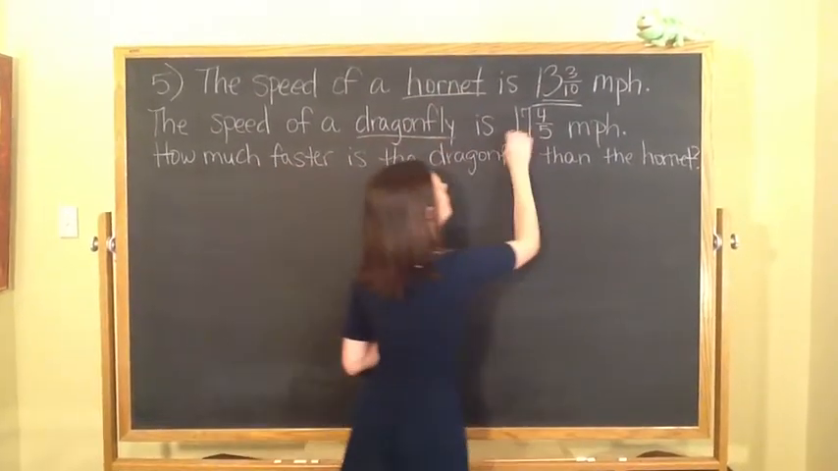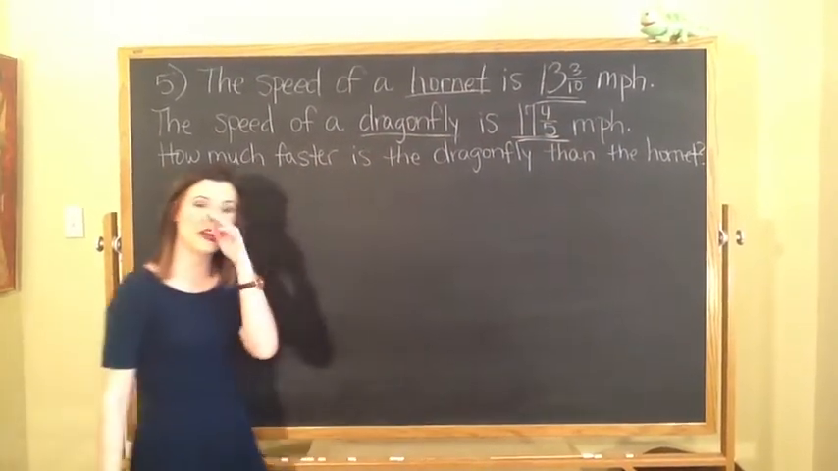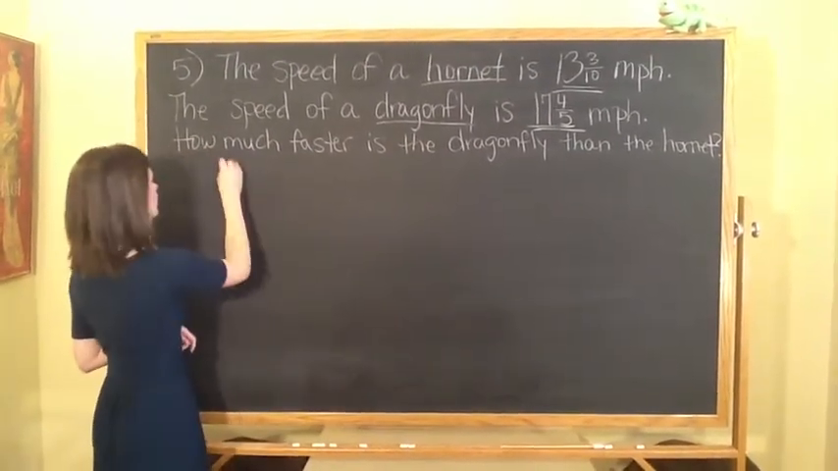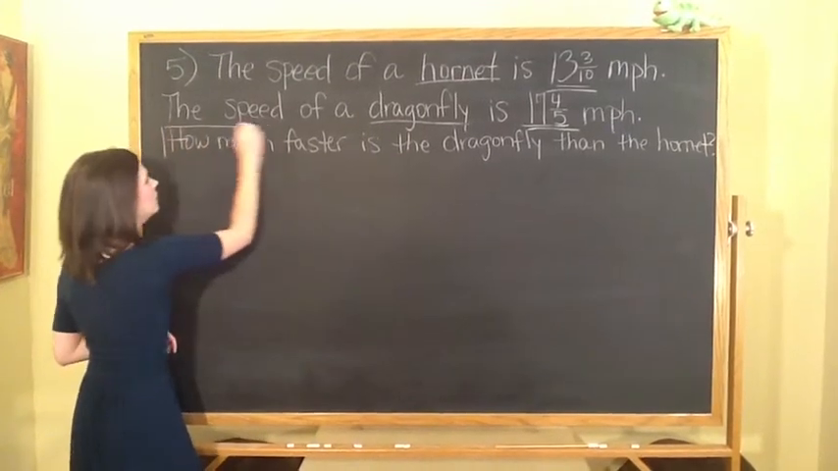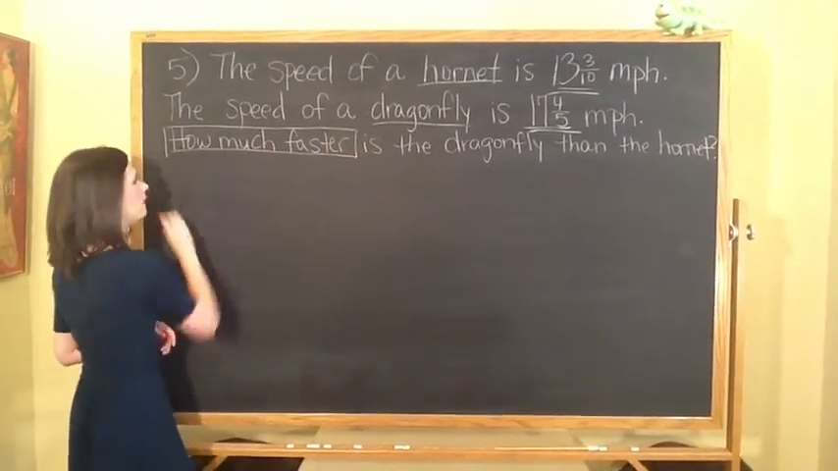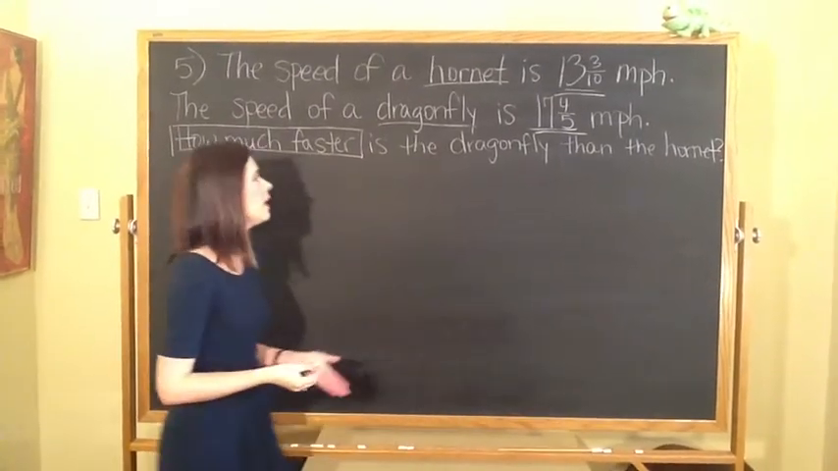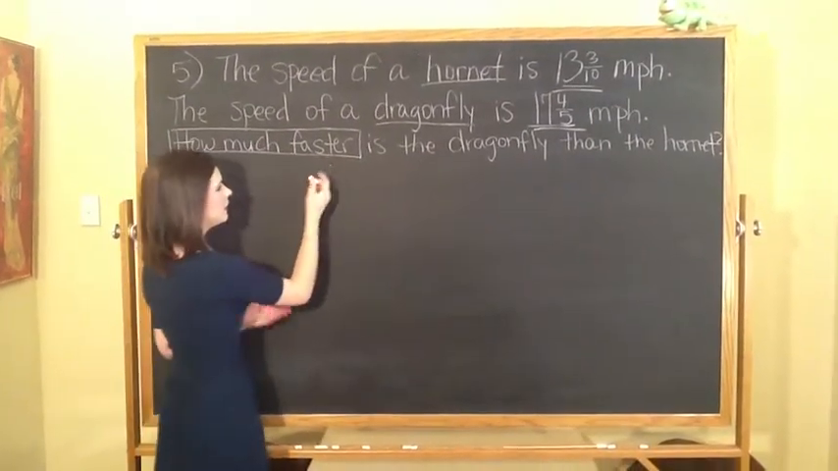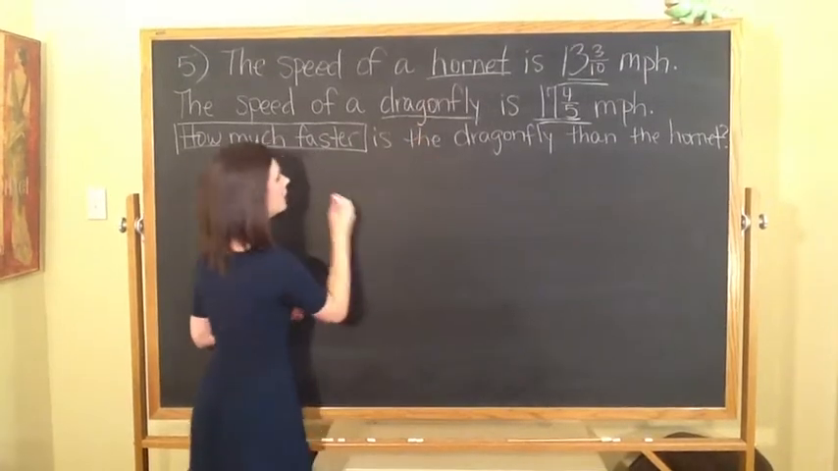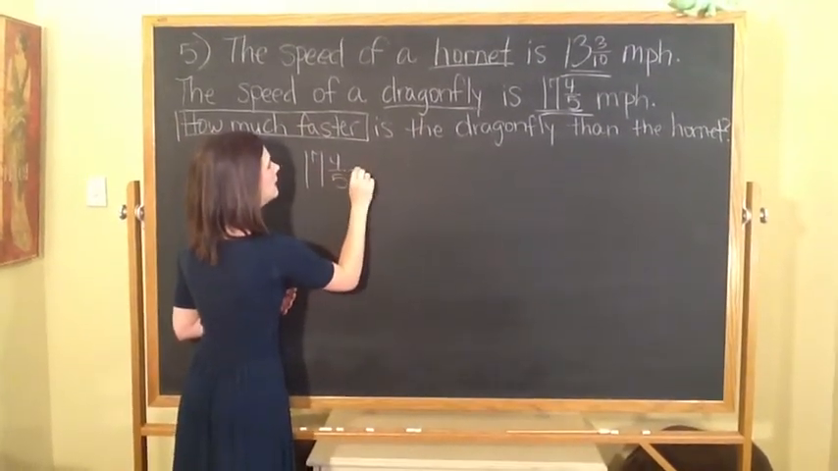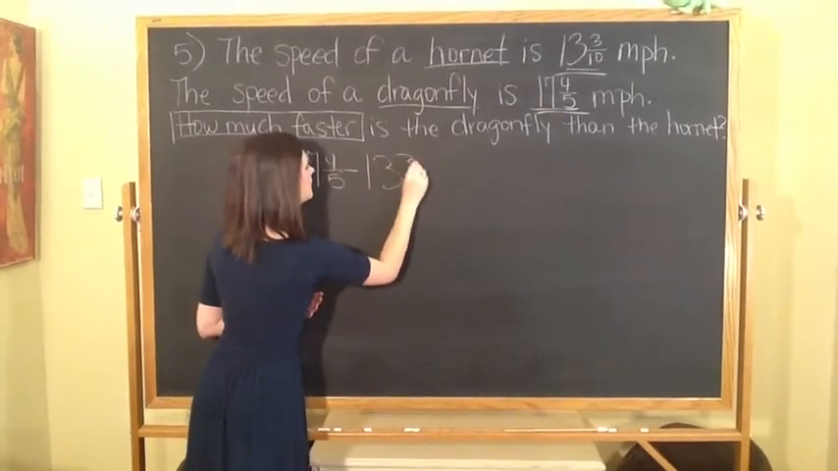We see numbers for how fast the dragonfly is. And now we need to figure out, well, what are we doing with these numbers? It says how much faster. So anytime it says how much faster, that means we're going to have to figure out the difference between them, or we'll have to be able to subtract them. So let's go ahead and subtract. So we want to see how much faster this one is than that one. So we have 17 4/5 minus 13 3/10.